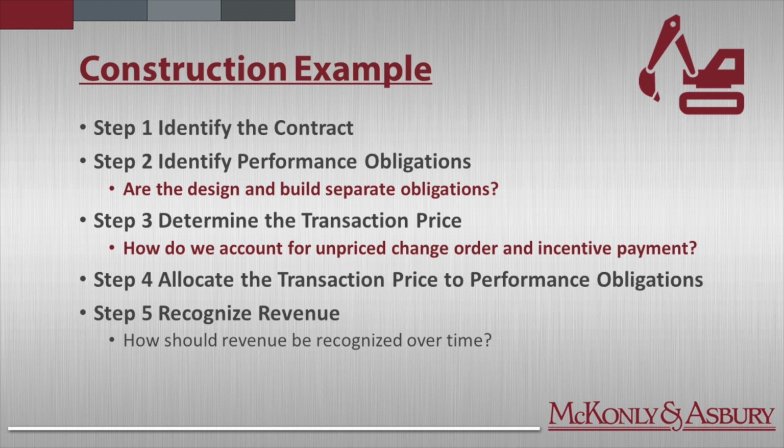Step 2, this is where you start getting into the complexities and the judgment. And so you'll see I highlighted a couple things in this example. Step 2, identify the performance obligations. And the point I want to bring out is, are the design of the bridge and the build of the bridge separate obligations? Now we have one price, $90 million. It's to design it and build it and get it finished.